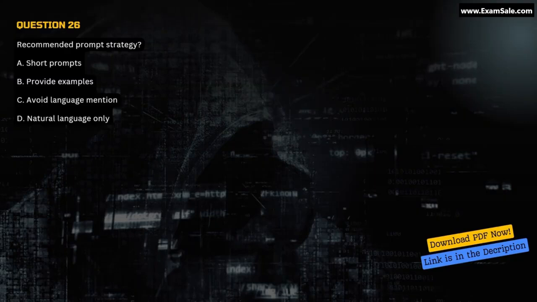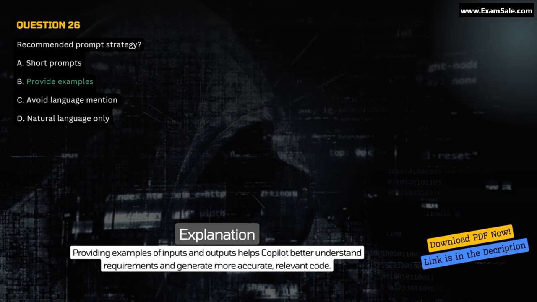Question 26. Recommended prompt strategy? A. Short prompts. B. Provide examples. C. Avoid language mention. D. Natural language only. Correct answer B. Provide examples. Explanation. Providing examples of inputs and outputs helps Copilot better understand requirements and generate more accurate, relevant code.